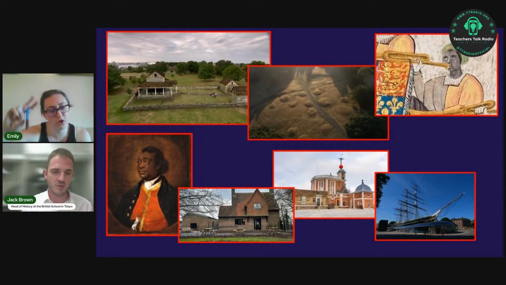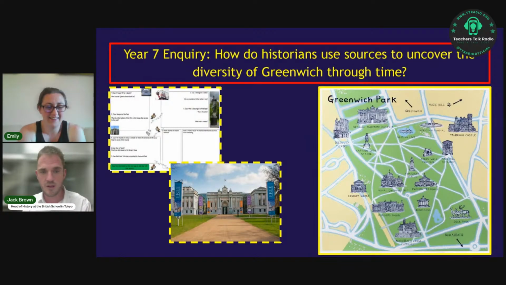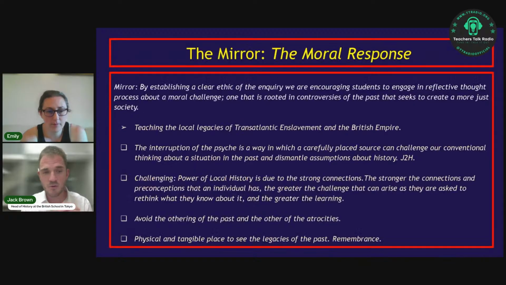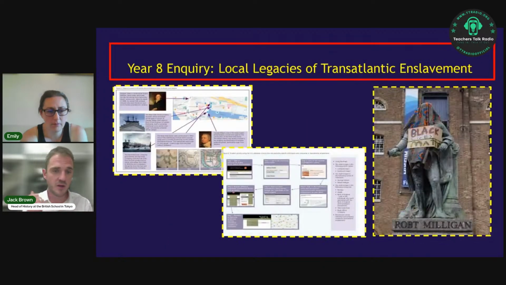Okay. I'm just going to say the last thing really, which was in Year 8, we did an inquiry that looked at the local legacies of transatlantic enslavement. We use a number of sites around London, looking at the London Docklands, looking at Bank. We also look at Greenwich, more cultural sites and museums. There's a lot more I'd like to say about this inquiry, but I don't have time today.